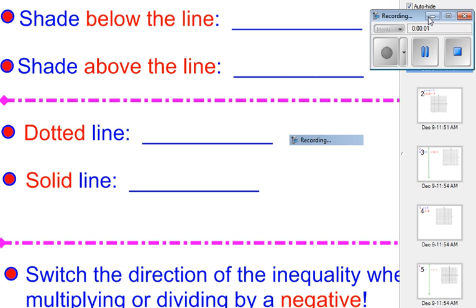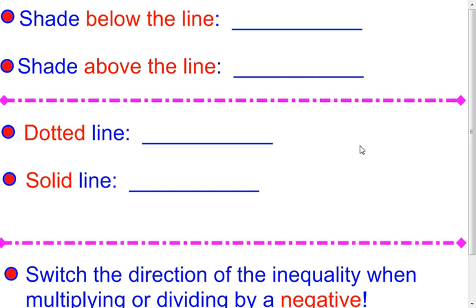All right, in this lesson we will be learning about different systems of inequalities. So they have inequality symbols in them. This you will just want to write down here. We will shade below the line if it's that symbol, less than or equal to. We will shade above the line if it's greater than or equal to.